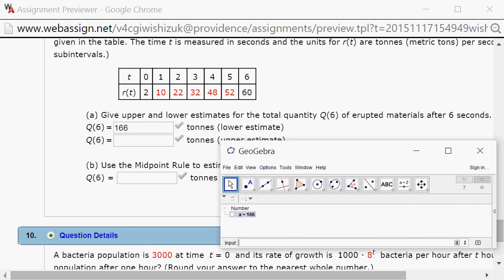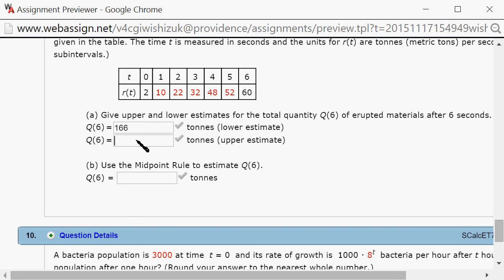All right. If you want to do an upper estimate, we're going to do the right sum. So we're going to start with 10 plus 22 plus 32 plus 48 plus 52 plus 60, then times 1. And it came out to be 224.